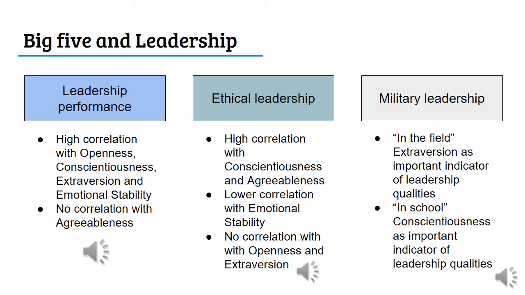The authors of the study then found out that there are linkages between the Big Five and leadership performance. Namely, there is a medium correlation of leadership performance with extroversion, conscientiousness, and openness. Additionally, there is a medium negative correlation with neuroticism. The authors did not find a correlation between leadership performance and agreeableness.